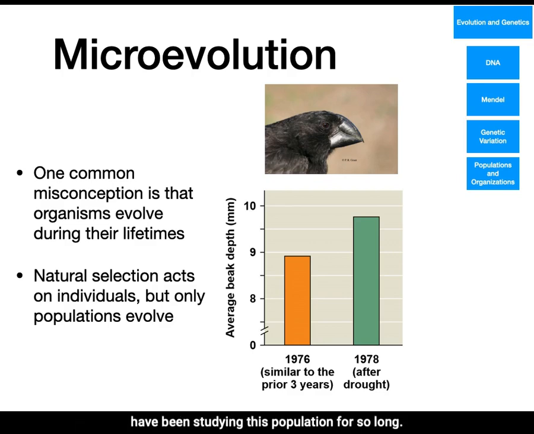Because the Grants had been studying this population for so long, they knew a lot about this particular population of finches, including what the average beak depth was before the drought. After the drought, the average beak depth had increased by almost 10%. This is a truly stunning, amazing observation. It may interest you to know that in the years since the drought, the average beak depth for the finch population has gone back down close to what it was before the 1977 drought.